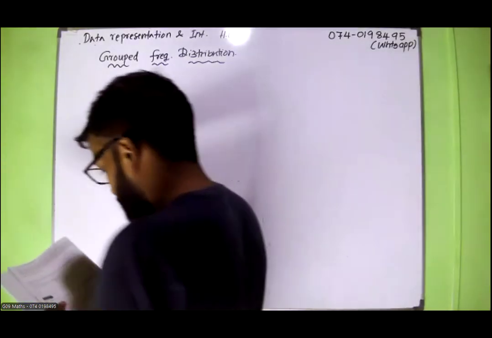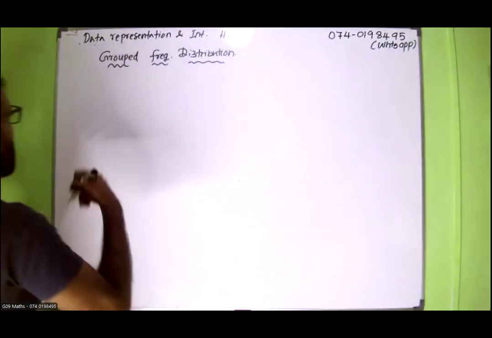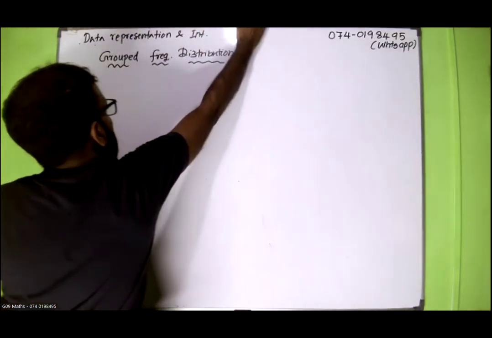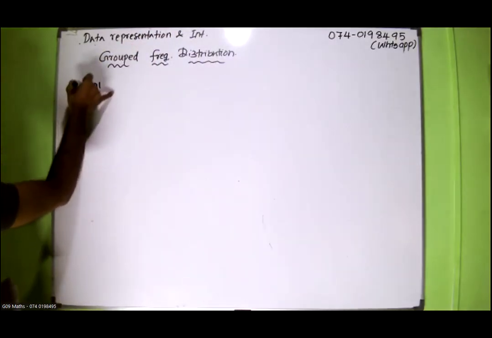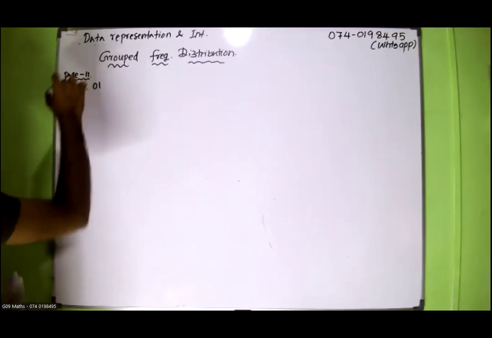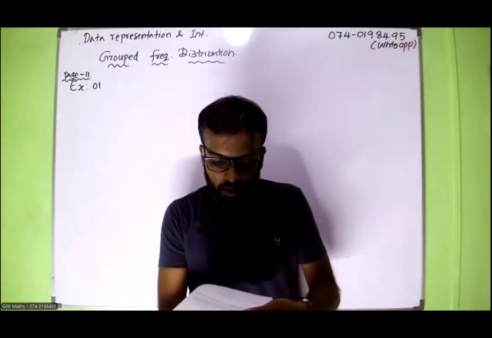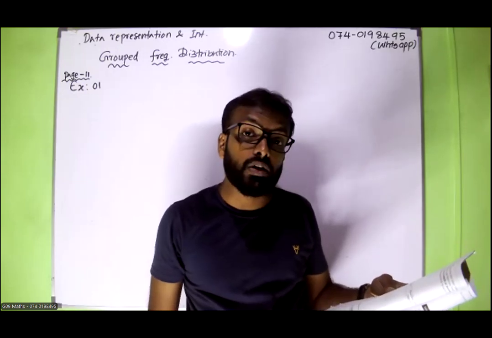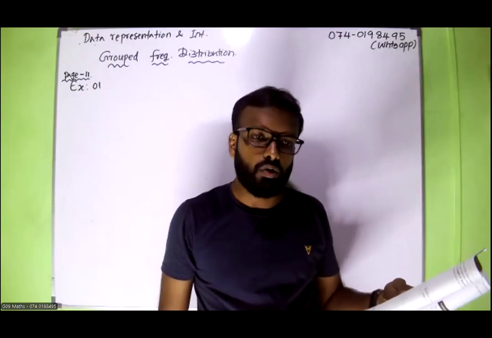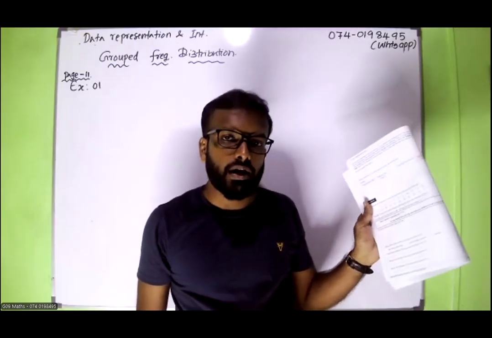Example number 1 on page number 11. The masses of 20 students in a class are given below to the nearest kilogram. Then you have 20 data values right here.